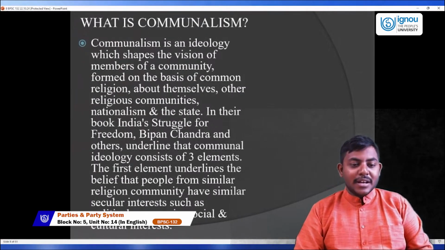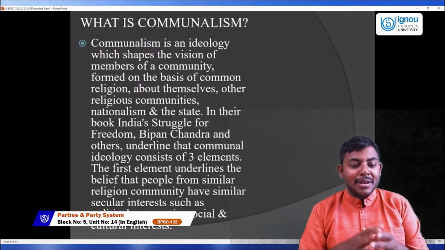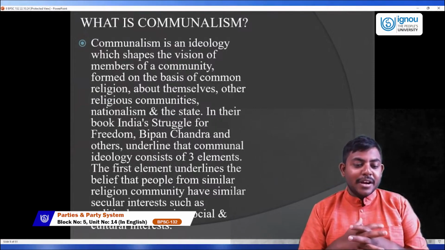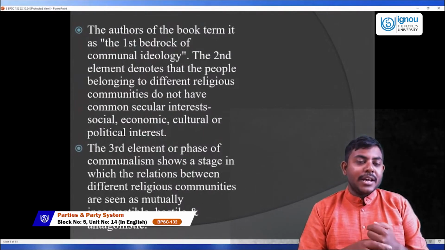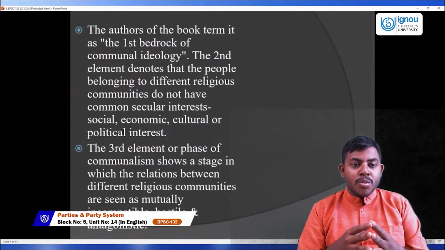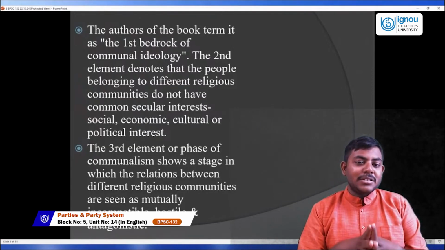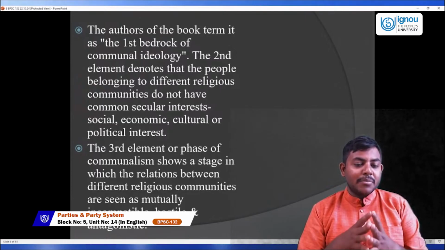The first element underlines the belief that people from a similar religious community have similar secular interests, such as political, economic, social, and cultural interests. The authors of the book, India's Struggle for Freedom, term this as the first bedrock of communal ideology. The second element denotes that people belonging to different religious communities do not have common secular interests, that is, social, economic, cultural, or political interests.